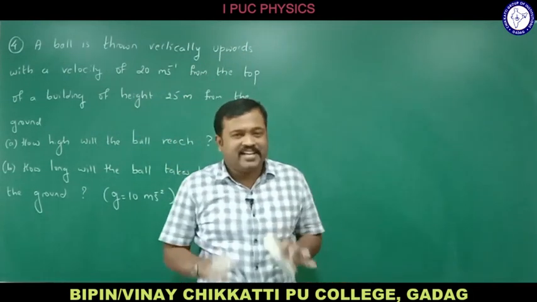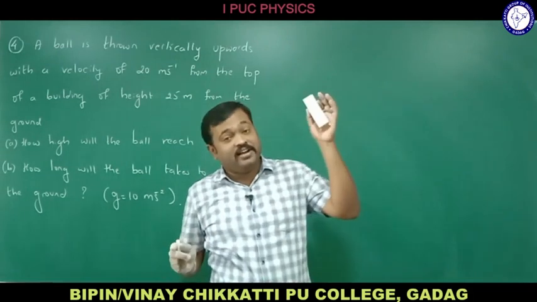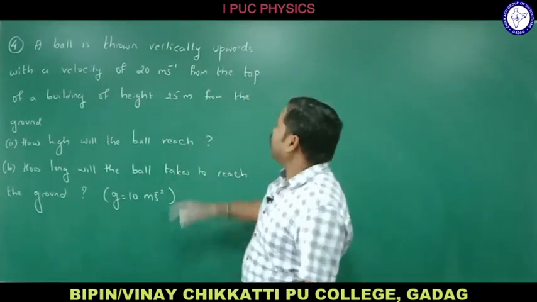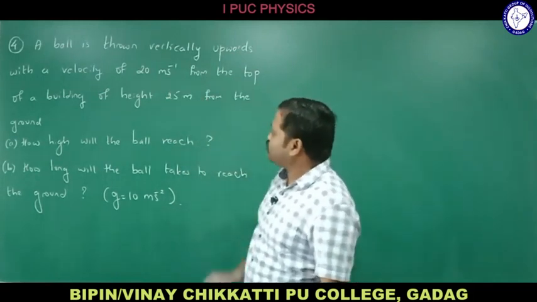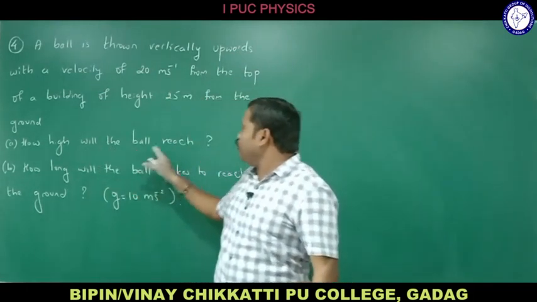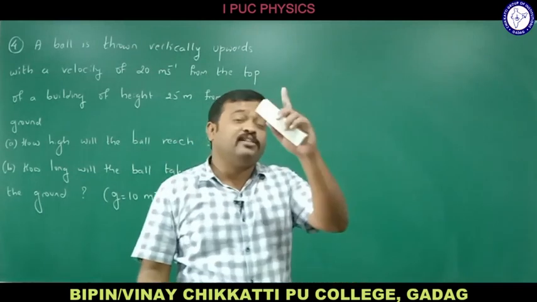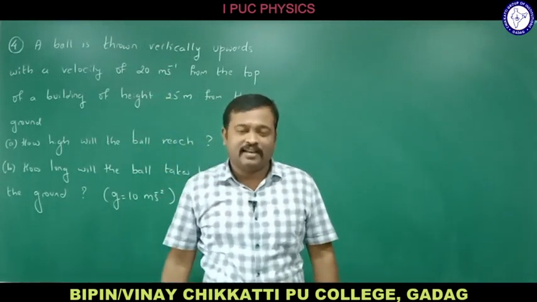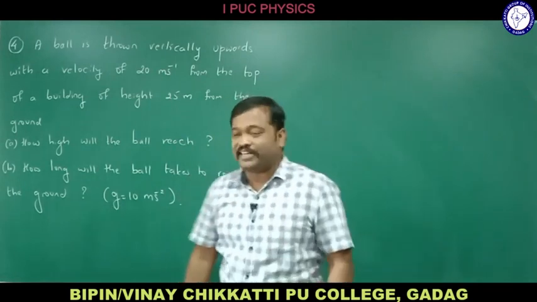Building height is 25 meter and you are standing at the top of the building and you are throwing a ball with a velocity of 20 meter per second. So how high will the ball reach? The question asks how high the ball will reach if you throw with a velocity of 20 meter per second. Let me take it diagrammatically so that you can understand it.